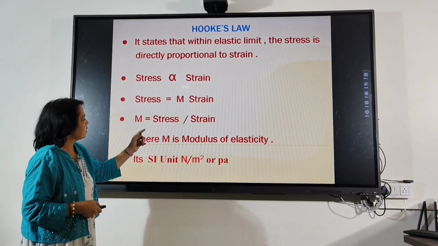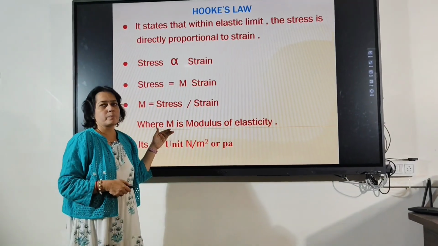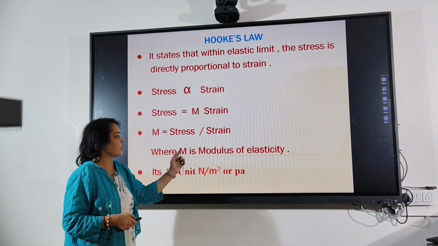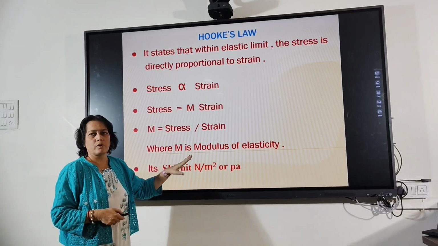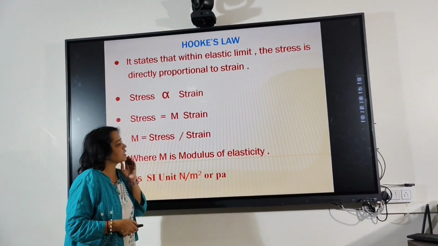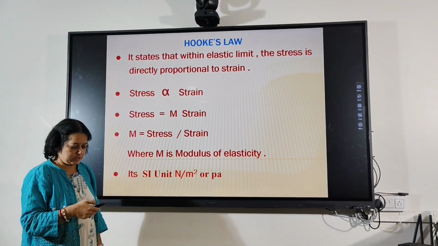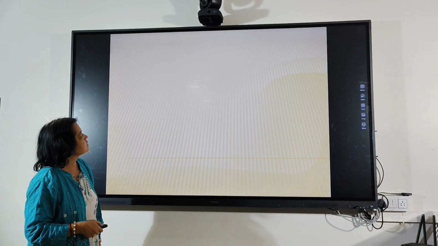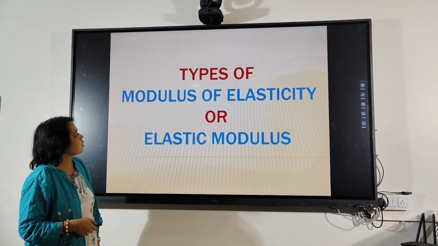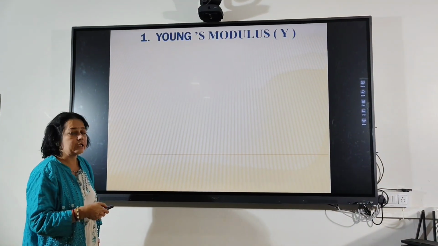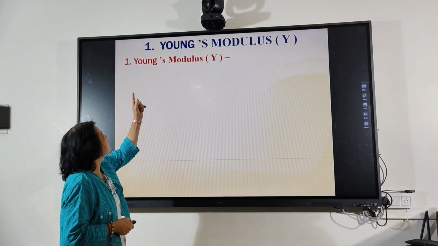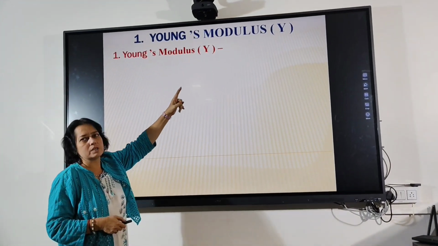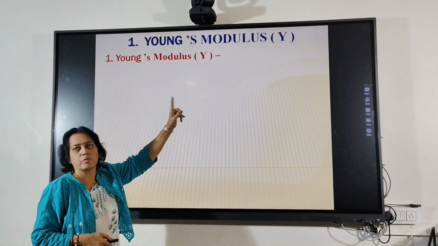So according to the different types of stress and strain, the modulus of elasticity also has three types according to length, volume, and shape. So let's start with the types of modulus of elasticity or elastic modulus, which is denoted by M. The first type is Young's modulus, which is denoted by capital Y.